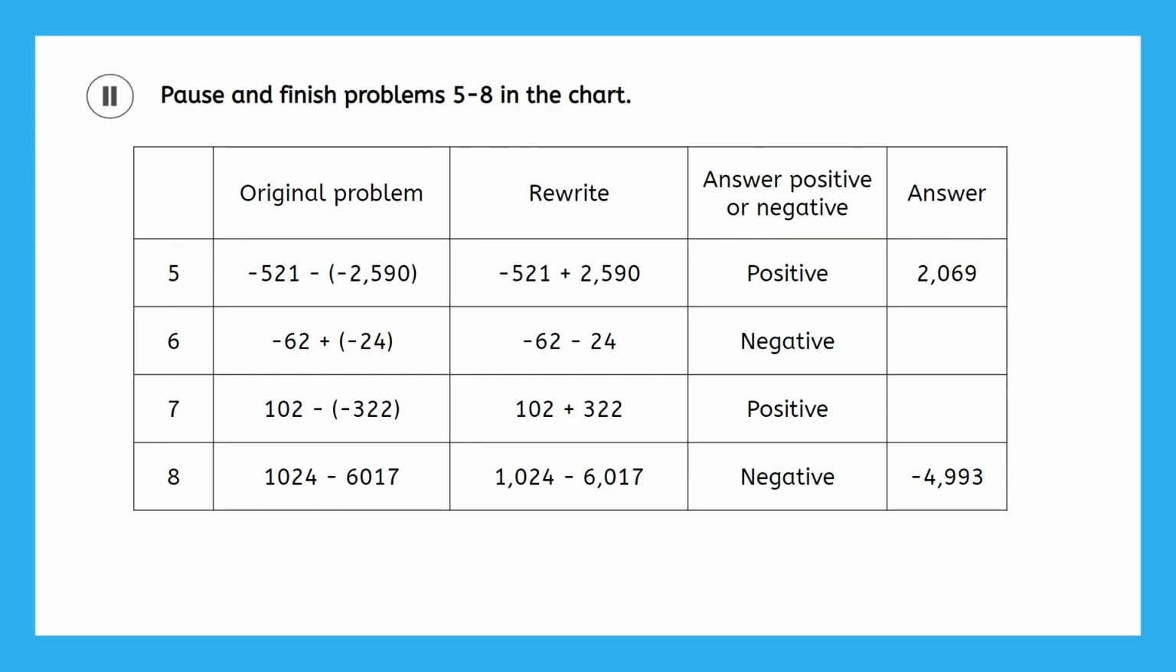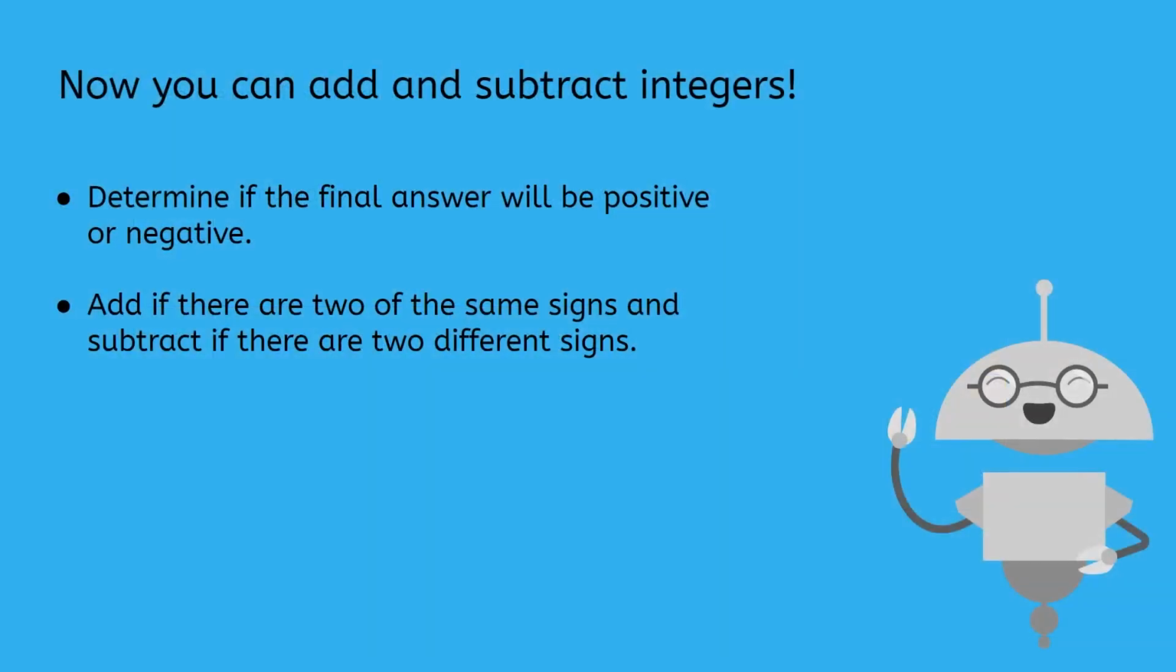Numbers 6 and 7 have two of the same sign. Again, notice that we could place a plus in front of 102. Then we add the numbers together. Number 6 will be negative, and number 7 will be positive. Now you can add and subtract integers.